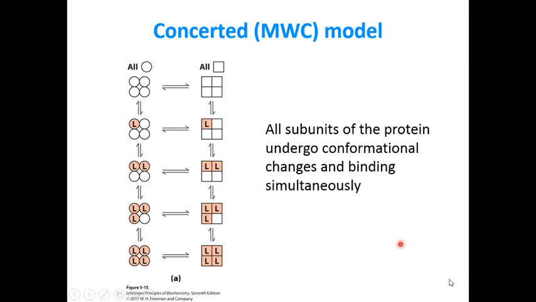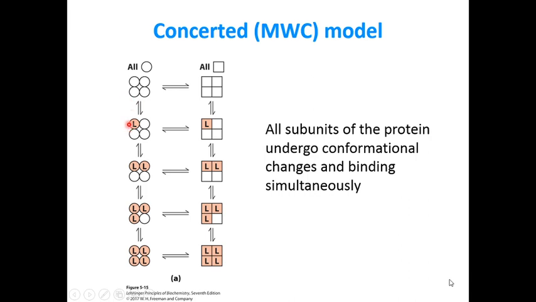The concerted model assumes that the subunits of a cooperatively binding protein are functionally identical and that each subunit can exist in at least two conformations, and that all subunits undergo the transition from one conformation to the other simultaneously. And this is shown here graphically. It can either exist in this conformation shown by a circle, or all of them exist in the square conformation.